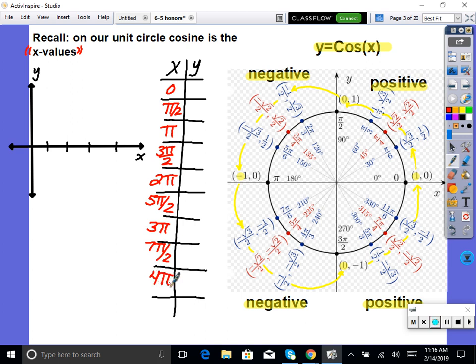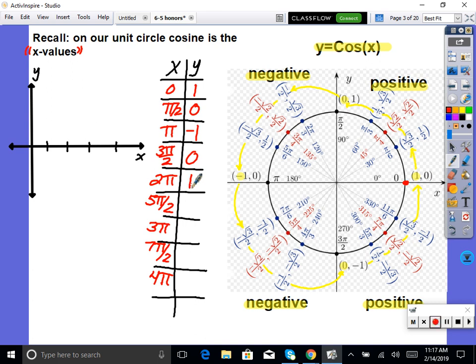But now we're going to look for cosine. So cosine is x, so notice I've highlighted my x values. So it's 1, then it's at 0, then at -1, 0, and then we're back to 1, and that's one cycle.